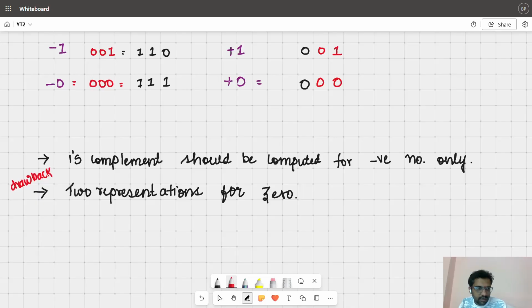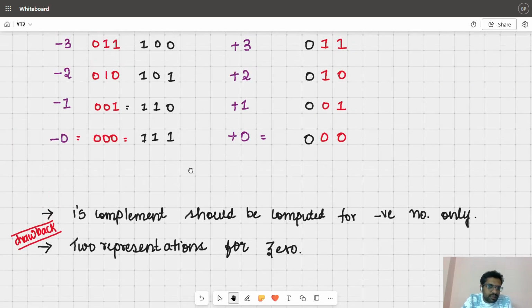Means if I'm telling it as a drawback, it doesn't mean that we don't use ones complement anywhere. There are a few circuits where we prefer the ones complement. Okay. So these are the two different things which we should be able to understand from the ones complement.